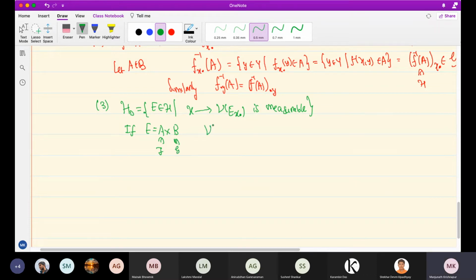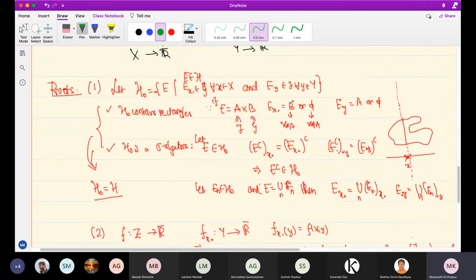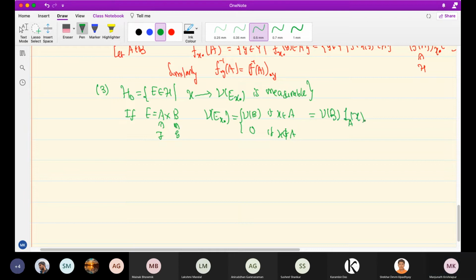then what is nu of E_x dot? We have seen E_x dot. E_x dot is either B or the empty set depending on whether x belongs to A or not. So I can write it as nu of B if x belongs to A and 0 if x does not belong to A. Which, in notation of indicators, is nu of B times indicator A of x. Is this a measurable function?